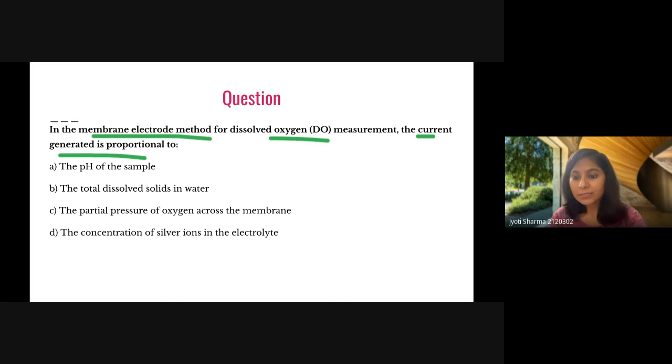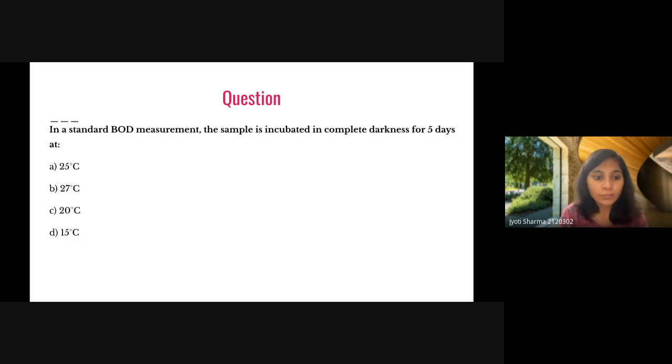Venkateshwara gave me C answer. Yes, so this is something like we do have a membrane, right? And whenever we will have more pressure of the dissolved oxygen on that membrane, that will be proportional to the current generation, and that current will give you the concentration of dissolved oxygen we may have in the water. So C answer is the right one. I don't know if I have a figure for this. Okay, I do not have a figure for this.